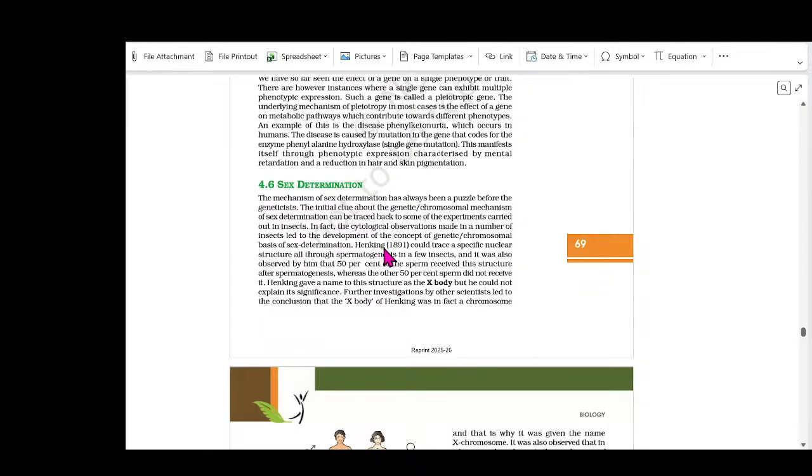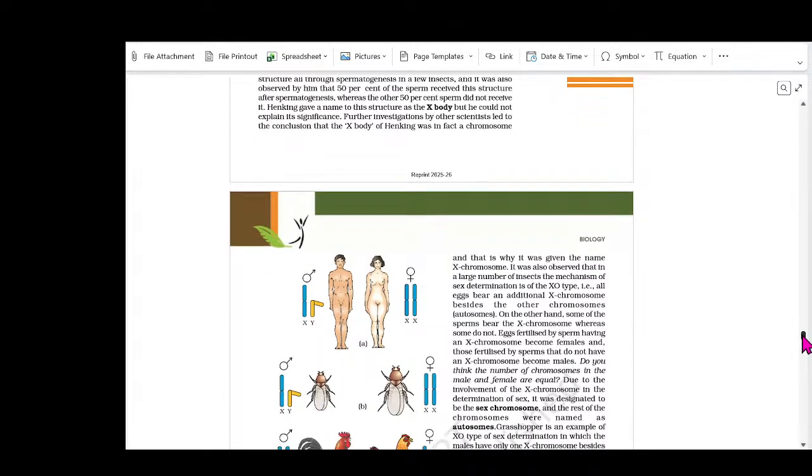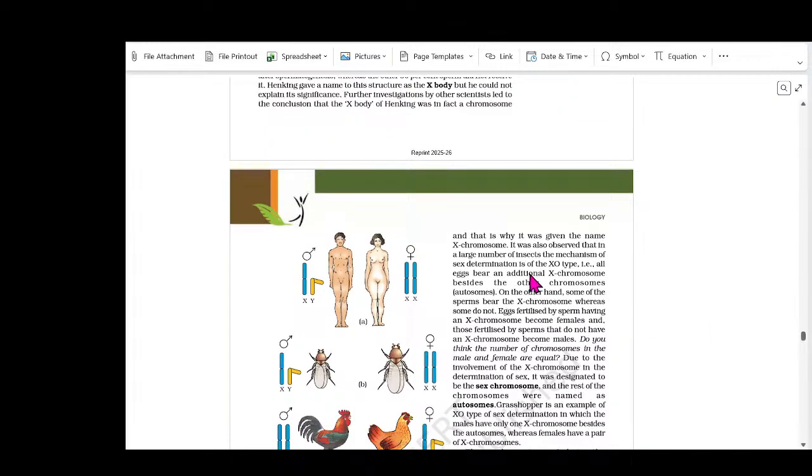Henking in 1891 could trace a specific nuclear structure all through spermatogenesis in a few insects. And it was also observed by him that 50% of the sperm received this structure after spermatogenesis, whereas the other 50% sperm did not receive it. Henking gave the name X body to this structure, but he could not explain its reason or significance. Further investigations by other scientists led to the conclusion that the X body of Henking was in fact a chromosome, and that is why it was given the name X chromosome.